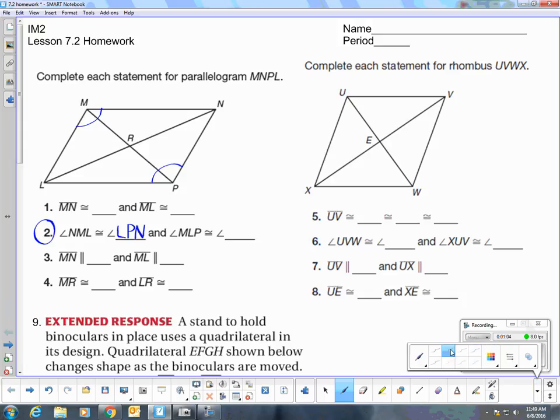The second angle is angle MLP. MLP is this angle right here, and it is congruent to the angle opposite it, which is this angle here. We call that angle PNM.